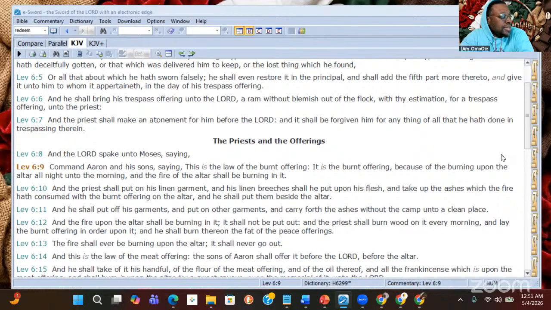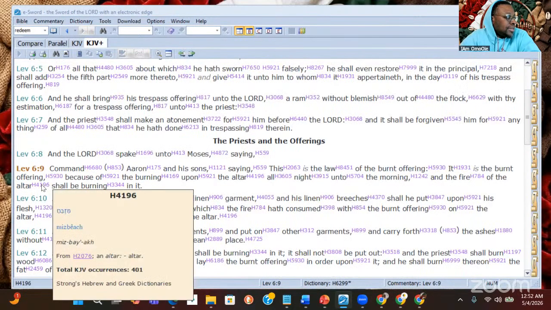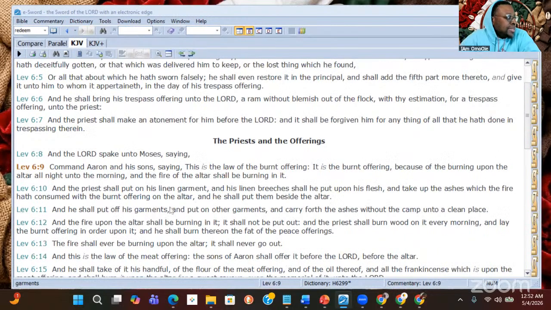And Jehovah spake unto Moshe, saying, command Aharon and his sons, saying, this is the Torah of the burnt offering. It is the burnt offering because of the burning upon the altar all night unto the morning. Whose altar again? Altar, Mizbeach. Unto the morning, and the fire of the altar shall be burning in it.